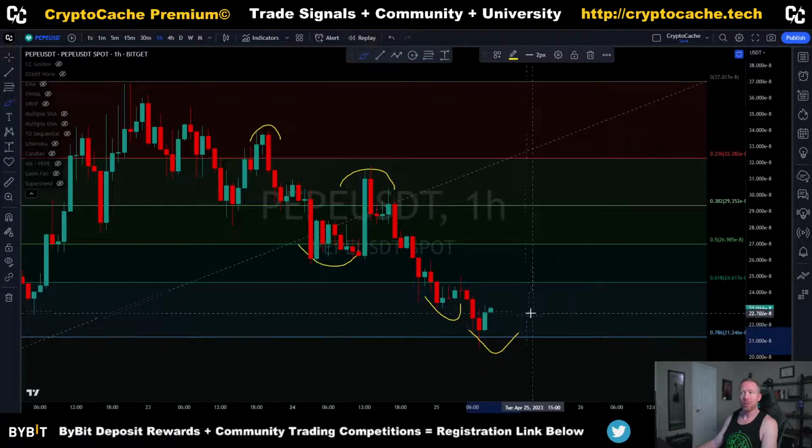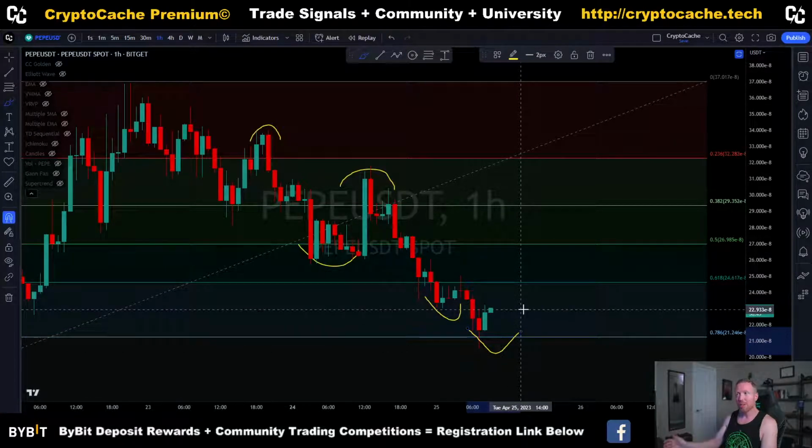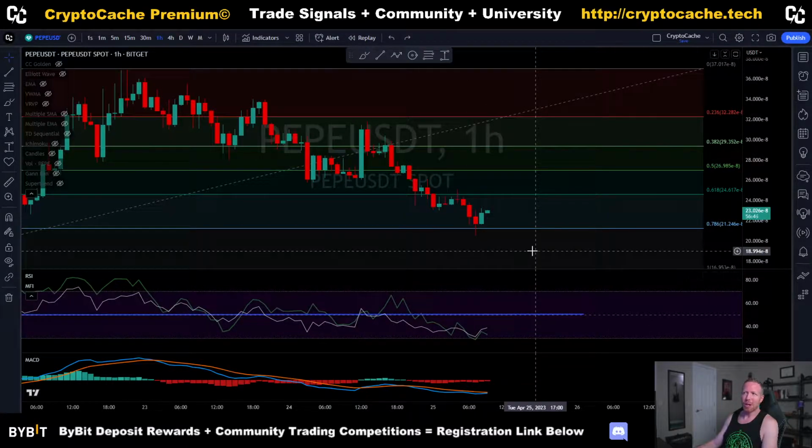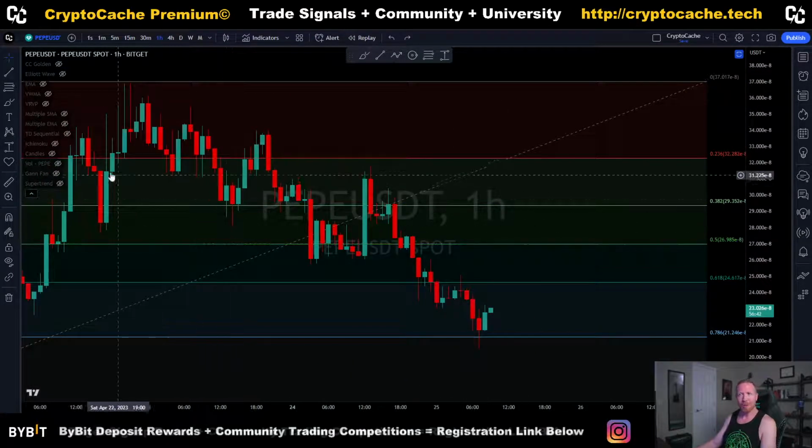So until that changes, we can expect it to continue downwards. Now, we are getting close to an overextended state. We take a look at the RSI, we're getting close to about 30 on the RSI. That's usually a bouncing point.